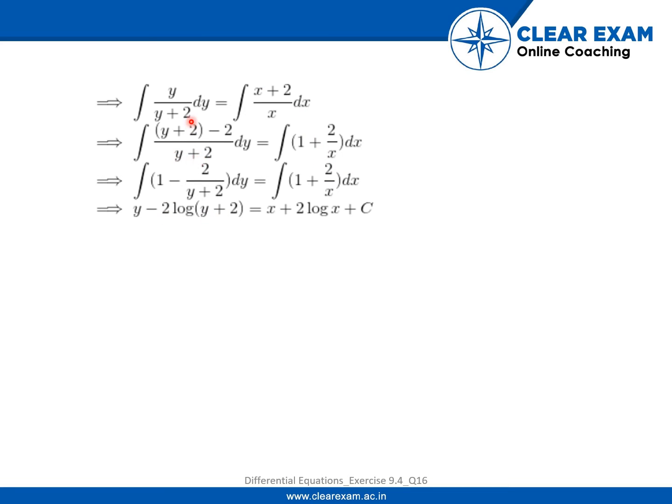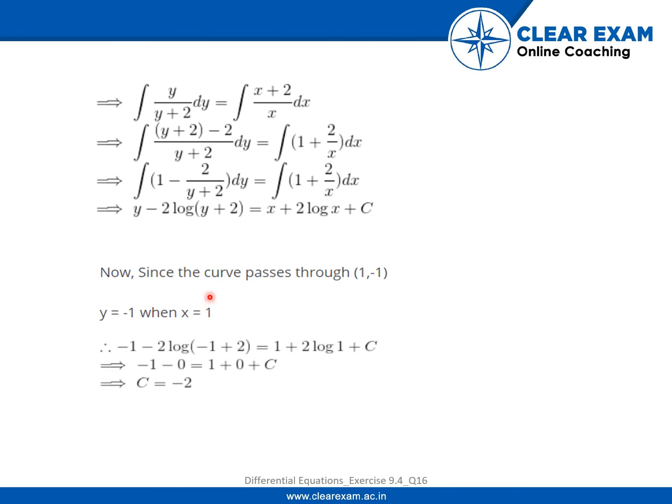Here again we give y + 2 to both the terms in the numerator, so (y + 2) upon (y + 2) is 1, minus 2 upon (y + 2). So (1 - 2/(y + 2)) dy = (1 + 2/x) dx. Integration of 1 will be y, integration of 2 upon y + 2 will be 2 log(y + 2), equals integration of 1 dx which is x, and integration of 2 upon x dx will be 2 log x + c.